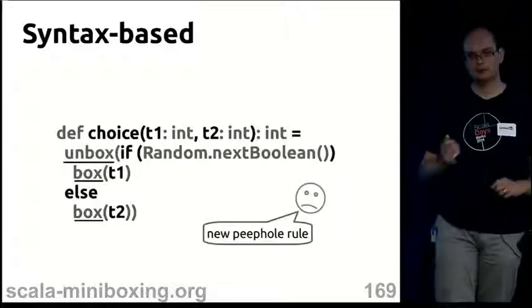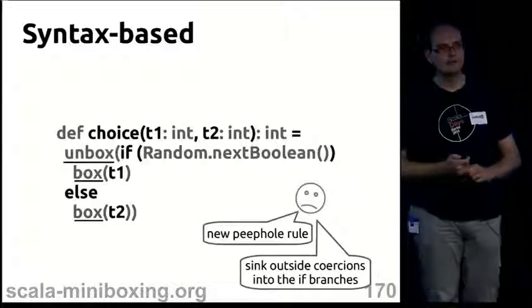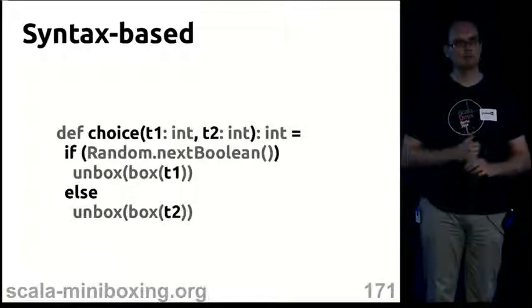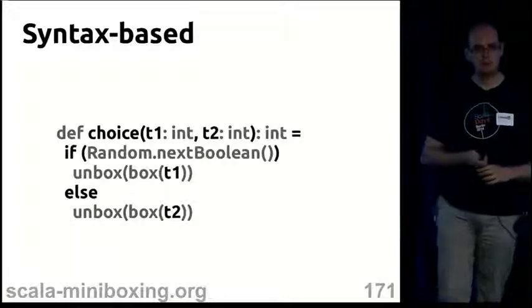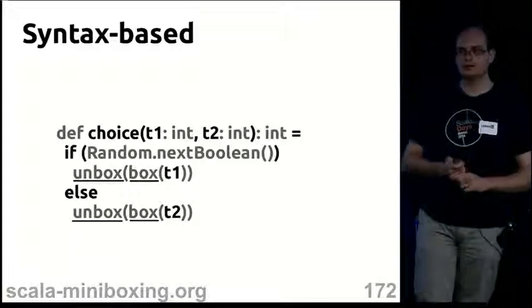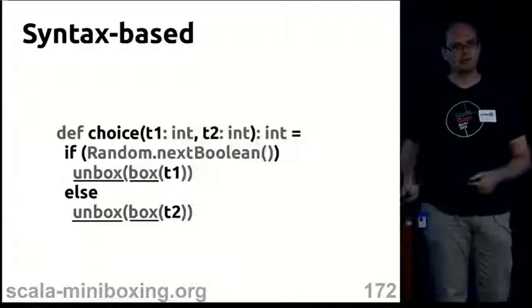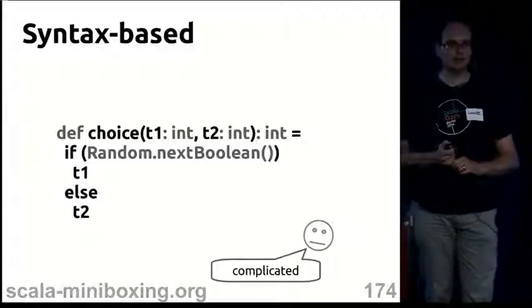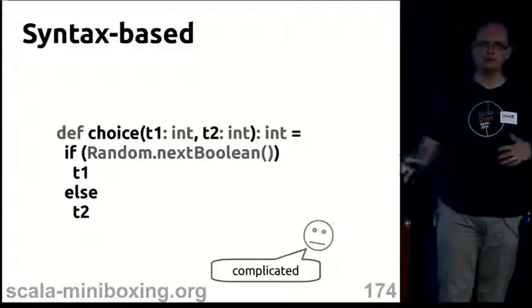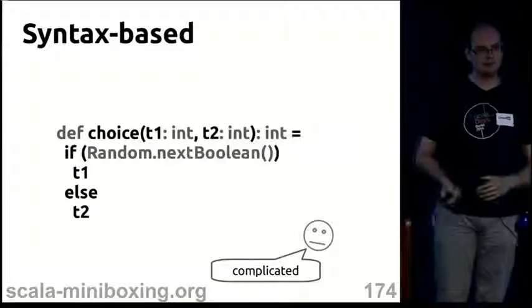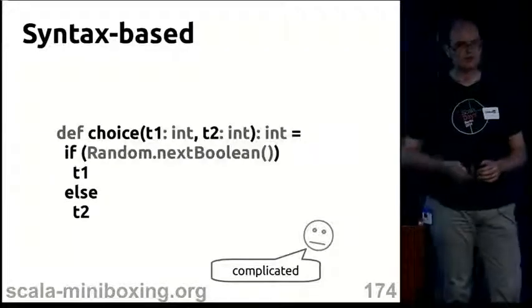Okay, new peephole rule. Fine. Sink outside coercions into the if branches. Namely, take that unbox and put it on each of the branches. Good, so far so good. Then it has a rule, a nice rule, which says, okay, unbox of box of t is t. Good, we have the example. But it's complicated, right? I mean, we had to go through introduce coercion, then take it out, then move it, then all that. That is usually expensive.